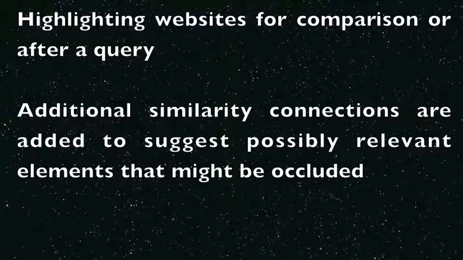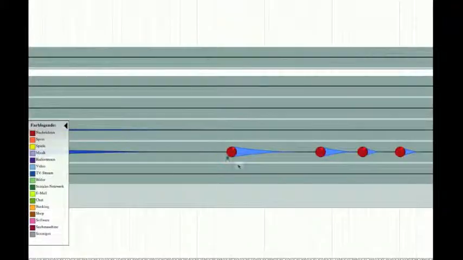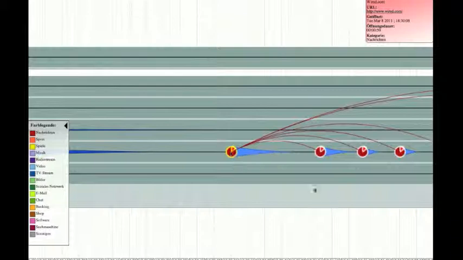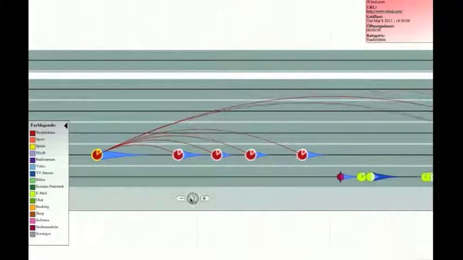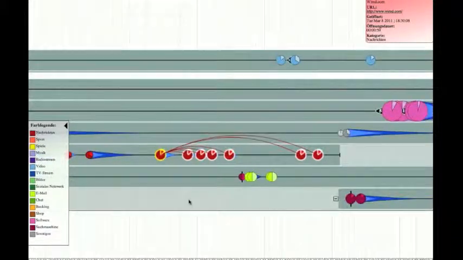Users can highlight websites for comparison or as a result of a query. In such cases, additional similarity connections are added to suggest possibly relevant elements that might be occluded. In these examples, websites from the same domain are highlighted through connections to the selected node.